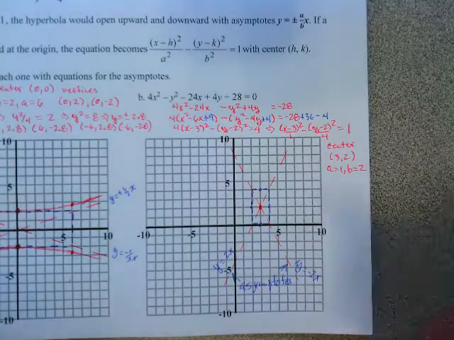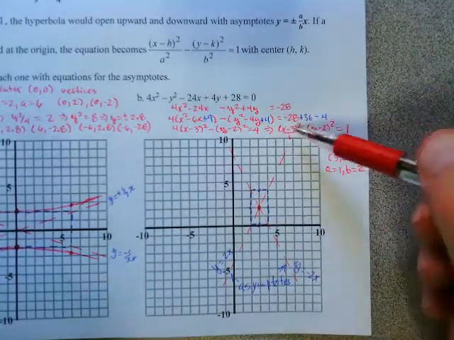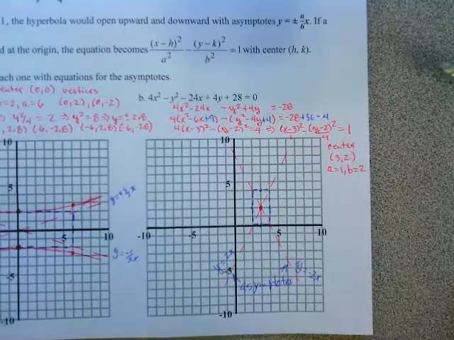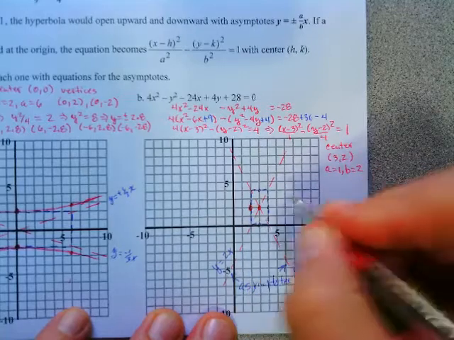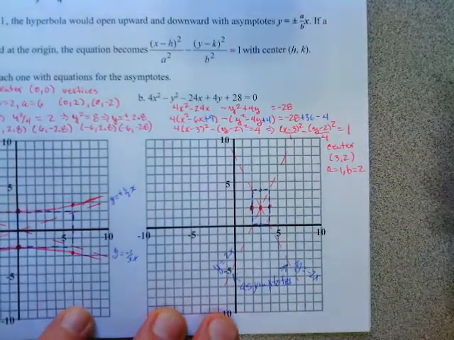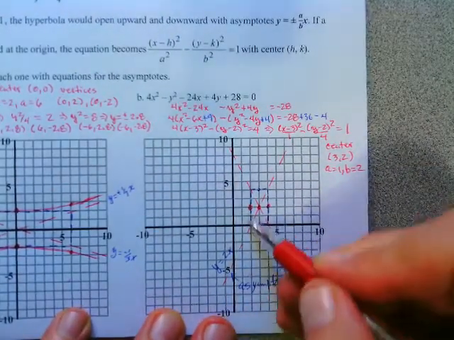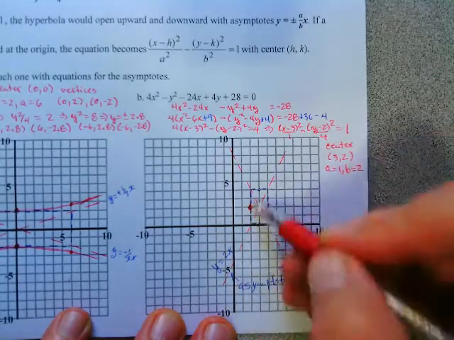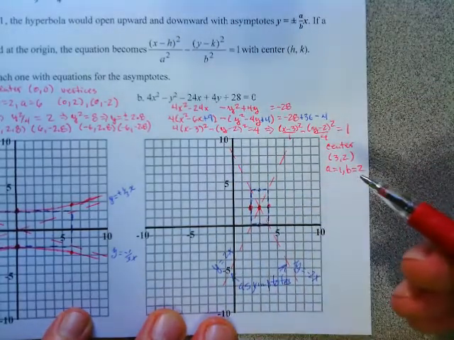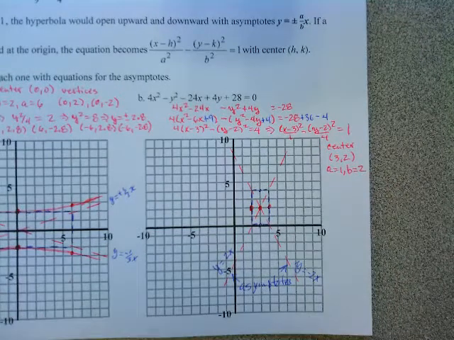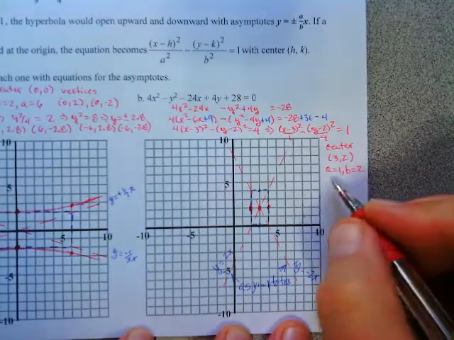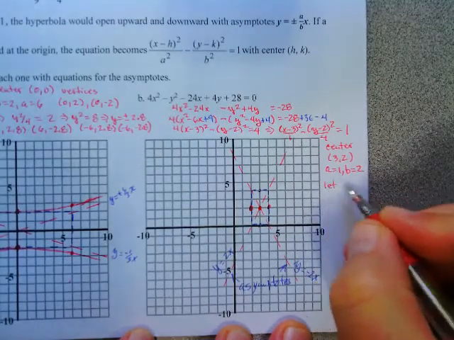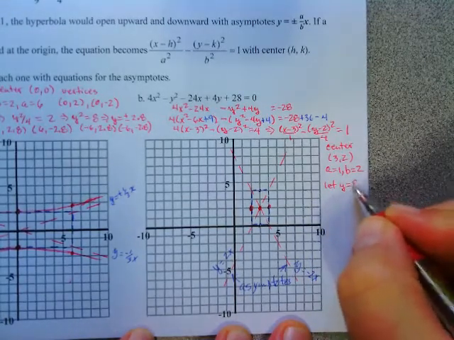Now, since this one had x first in my general form, that means it's going to go left and right. So that'll be one point here, that'll be the other point there. I know that as it goes away from the box, it's got to get closer and closer to those lines. Let's kind of approximate what we're going to do. I'm going to let y equal 8.